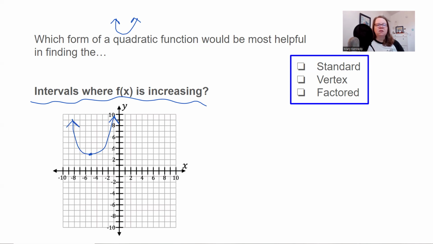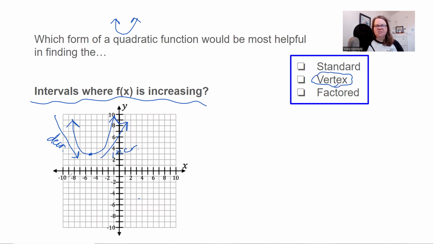And so I can see that it's increasing not on this side, but it's increasing on this side. Or if we go from left to right, it's decreasing at first, then it's increasing after that. And when is that change? Well, that changes at the vertex, which is a good sign that we're going to want the vertex form.